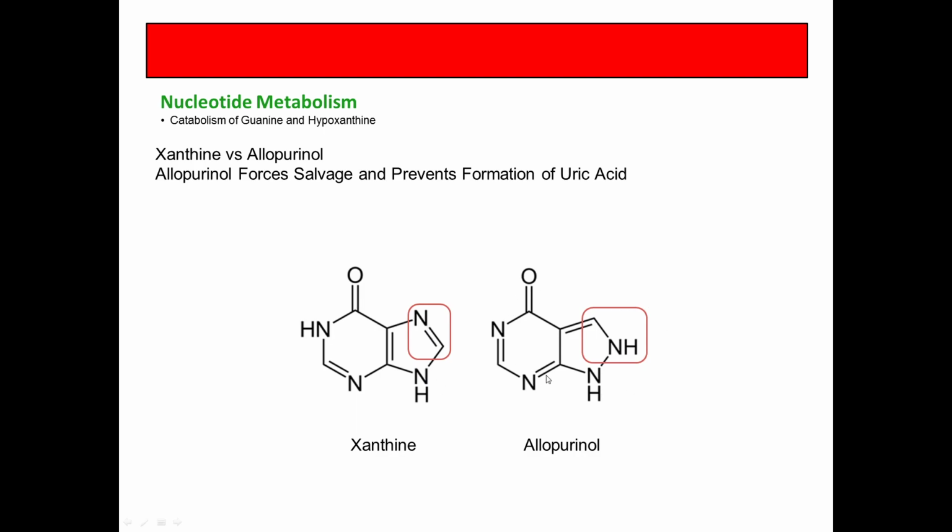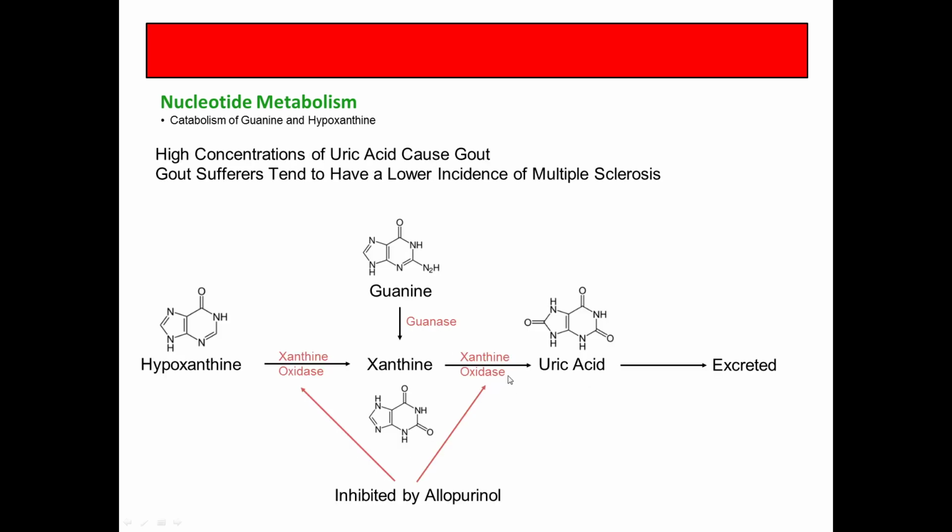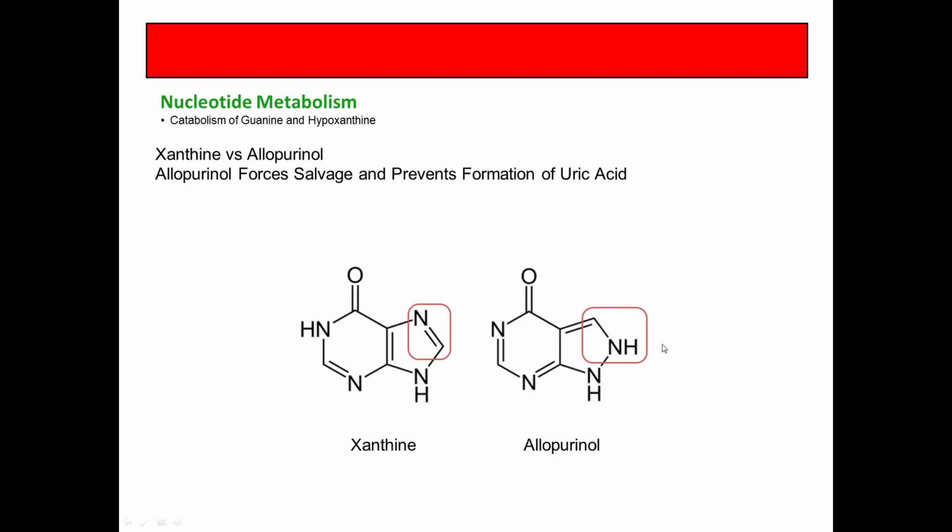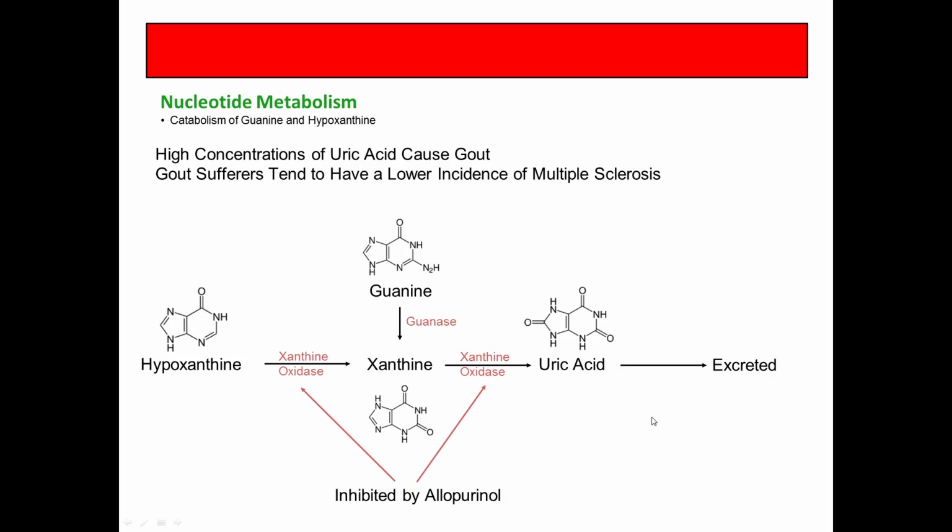So because of that, with the carbon and nitrogen in different places, as you see here, I don't have a position to put this carbonyl. If these nitrogens are swapped, I can't put a carbonyl on here. So it inhibits the enzyme. It binds perfectly well, but it can't do the chemistry. So it's actually a very good inhibitor of xanthine oxidase.